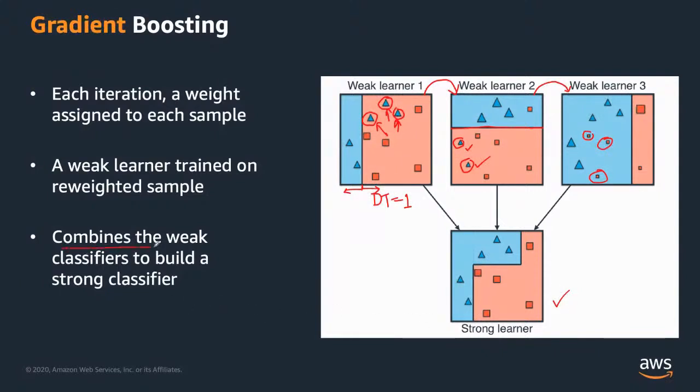So combining the weak classifiers, you can build a very strong classifier. And in gradient boosting, you typically use a decision tree as your base learner. Whenever someone says base learner, it is nothing but the weak learner that you are going to use to make a very strong learner at the end of the day. Okay, so this is what gradient boosting is in a nutshell.